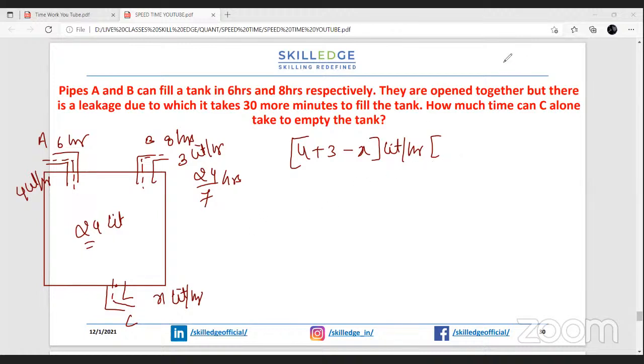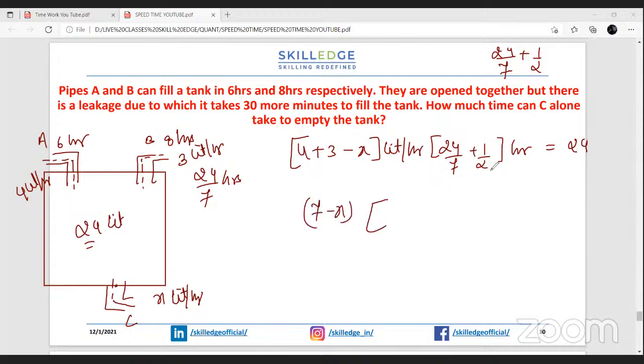Now it takes half an hour more. So previously it was taking 24 by 7 hours. Now it is taking half an hour more. Okay, so it's going to be 24 by 7 plus 1 by 2. Correct? So in these many hours it will fill the whole capacity, which is 24 that we have assumed. So (7 minus x) into, we can take the LCM, so this is (48 plus 7) divided by 14, is equal to 24.